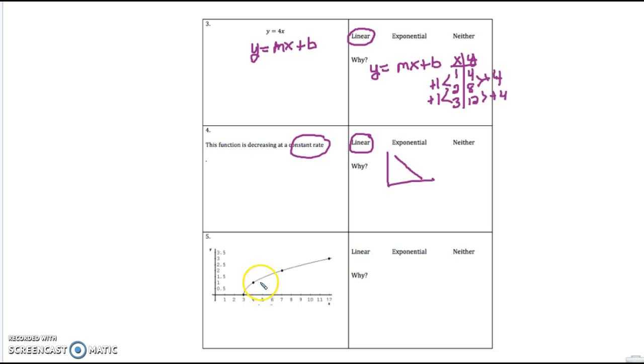Number 5. This one, it's not linear. We can tell that it's not linear, but the exponential, sometimes it might confuse. So let's take a look at the table.